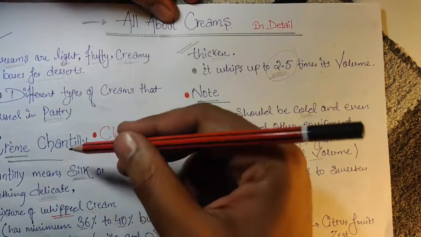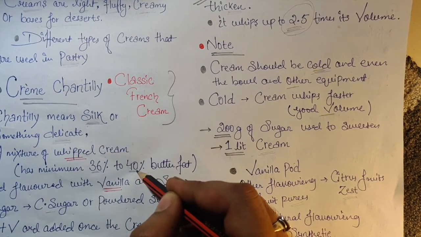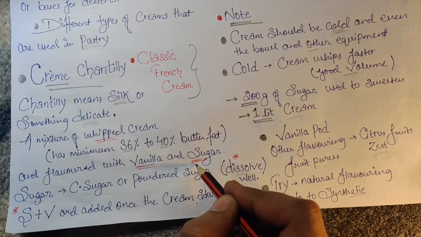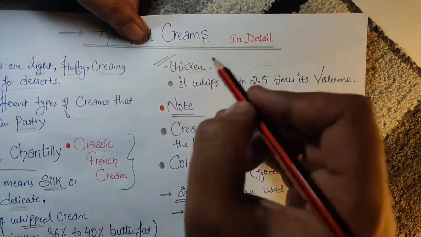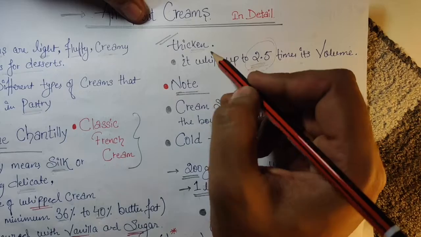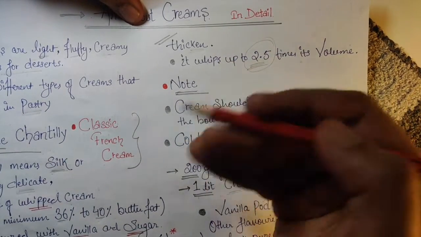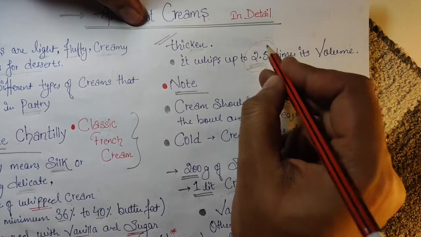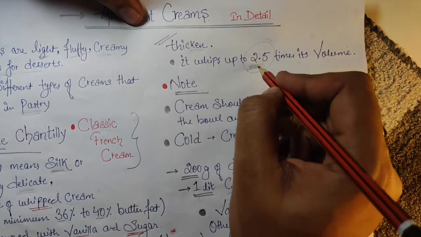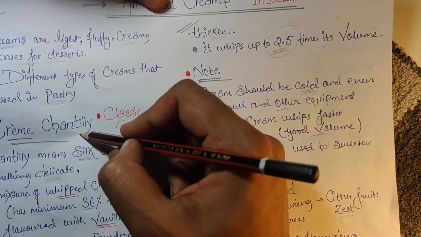Getting my point? Creme chantilly needs butterfat of 36 to 40%. Vanilla and sugar are added to make chantilly, once it starts to thicken, and we continue whipping until it reaches 2.5 times its volume. Once we reach 2.5 times volume, then only we stop. And that is what creme chantilly is all about.